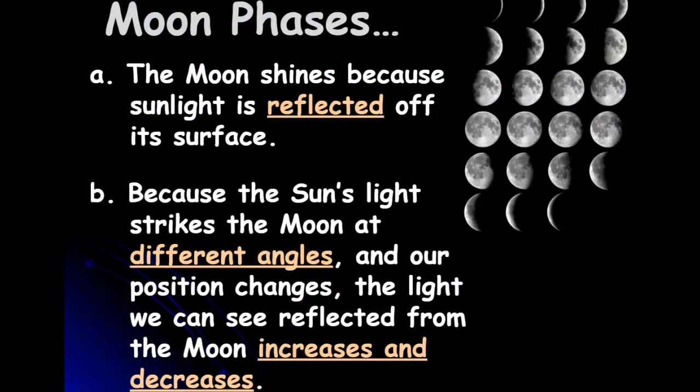Now, the only reason we see the moon is because it reflects sunlight. The moon itself has no energy source. It's reflecting the sun. Because the moon is changing position relative to the sun and the Earth, we see different angles of that sunlight being reflected. There are times in the month where that light is increasing, and there are times in the month where that light is decreasing. This is what we call the phases of the moon.